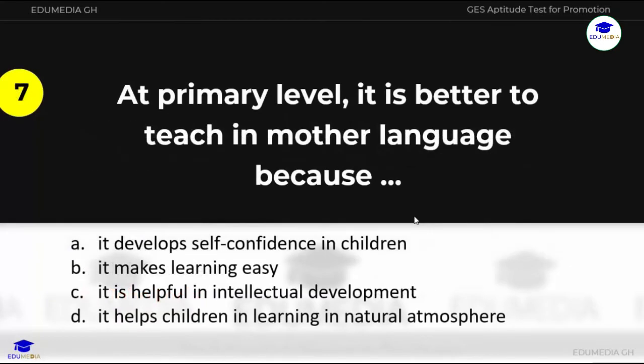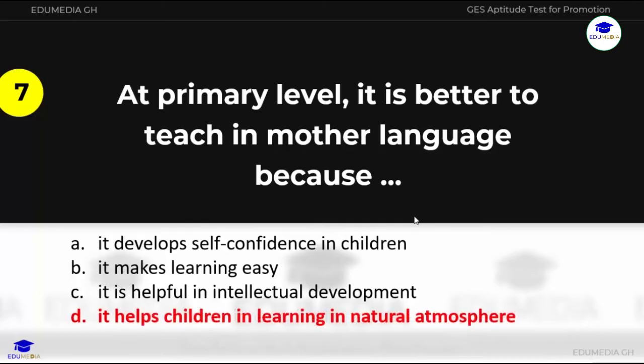Question number 7. At primary level, it is better to teach in mother language because A. It develops self-confidence in children. B. It makes learning easy. C. It is helpful in intellectual development. And D. It helps children in learning in natural atmosphere. The correct answer here is D.